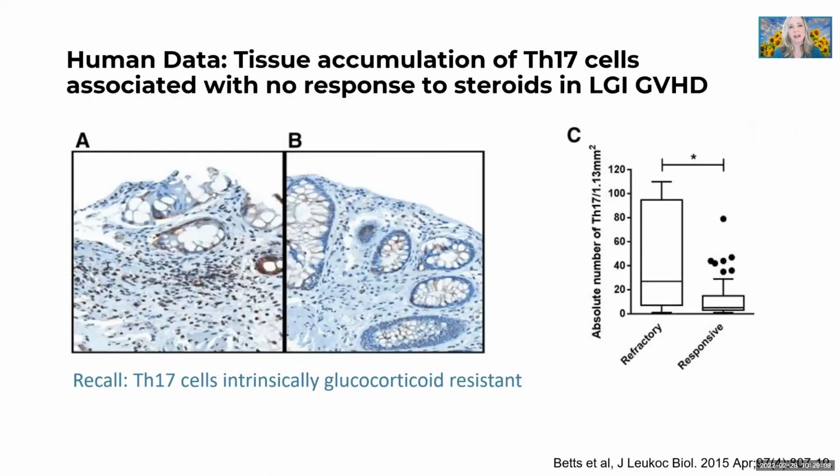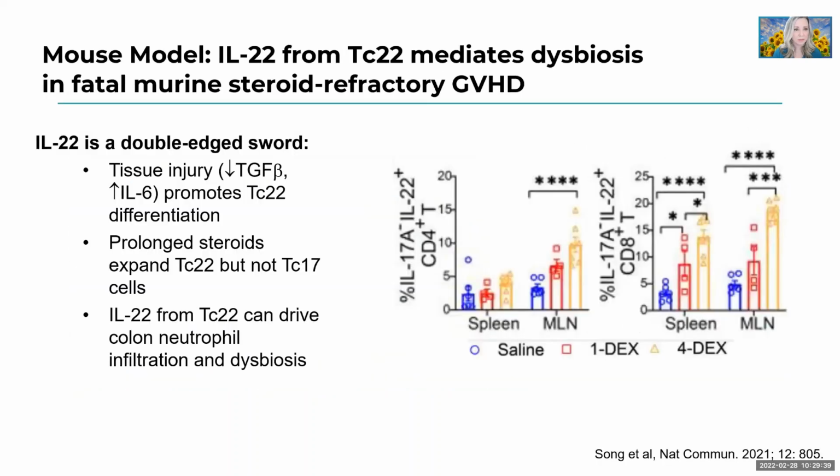There is some human data that shows that the accumulation of Th17 cells is associated with lack of response to high-dose steroids in lower GI GVHD. So in this box on the left, we see mucosal infiltration with Th17 cells compared to lower infiltration here on the right. And the abundance of these cells was associated with steroid refractory disease. Now recall that these cells are intrinsically glucocorticoid resistant, so potentially these could play a role in steroid refractory GVHD.